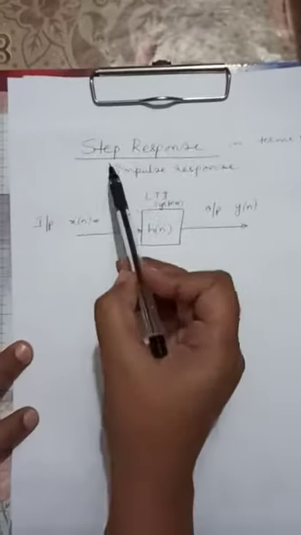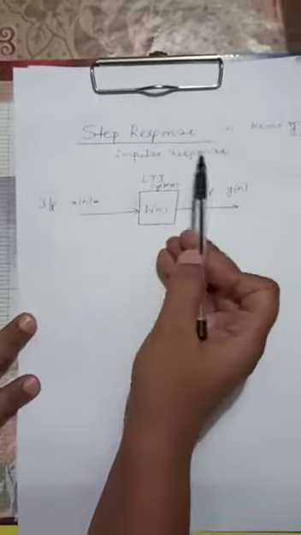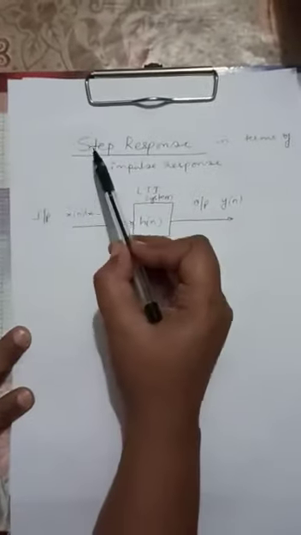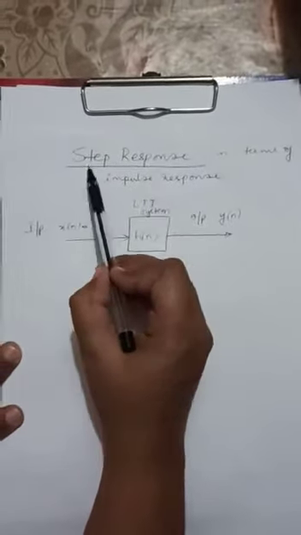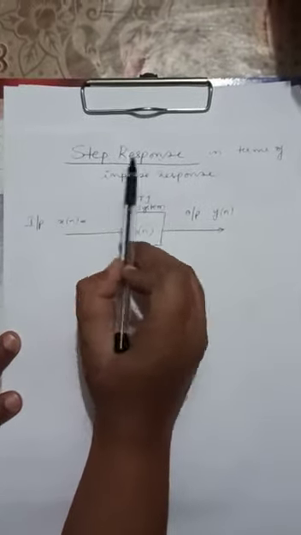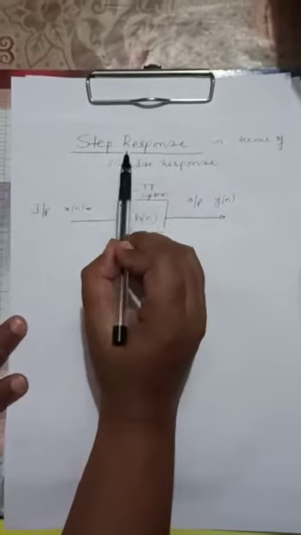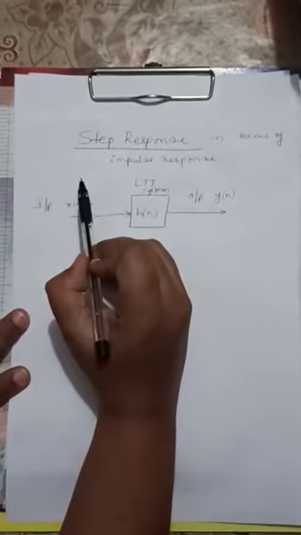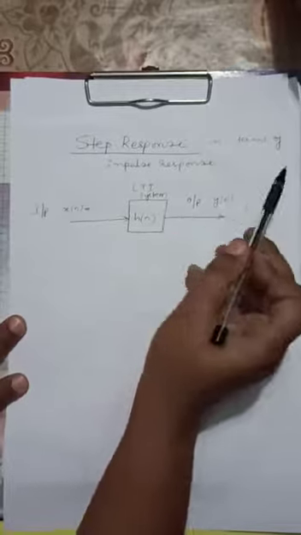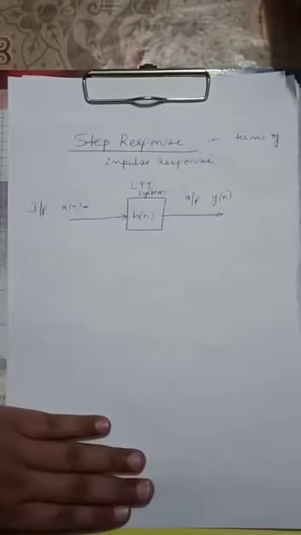Dear students, today we will see the concept of step response, step response in terms of impulse response. Now, what is the meaning of step response? Step response is the response of an output for step input. What is step input? Your u of n. So, when you apply u of n as an input to any LTI system, the output of that LTI system is known as the step response.